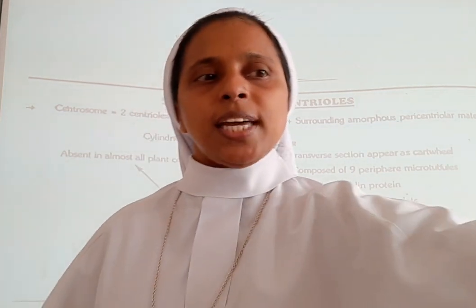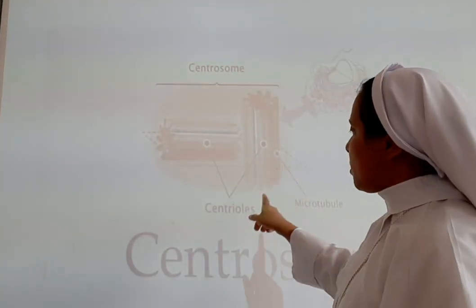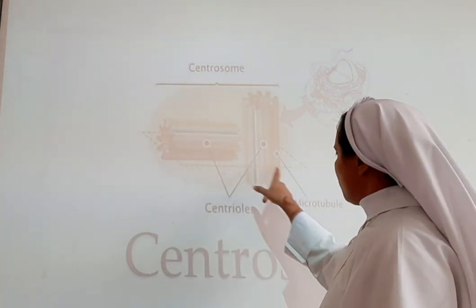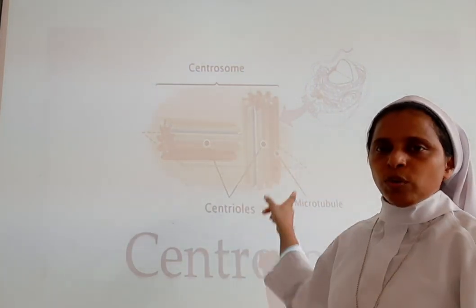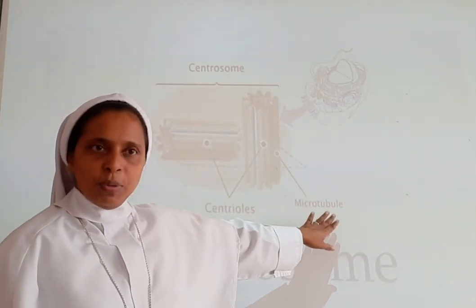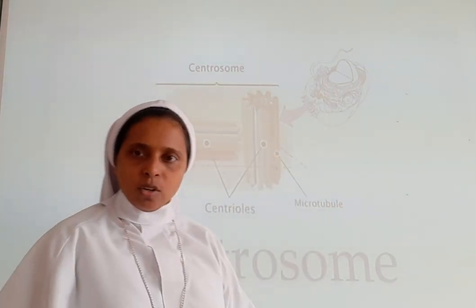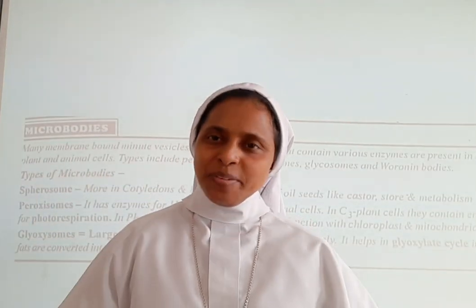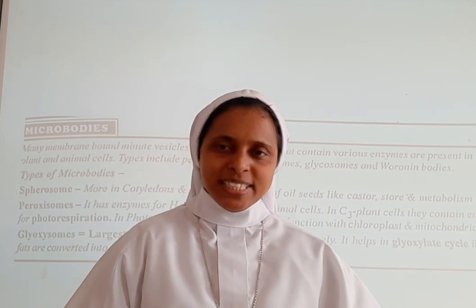So moving towards the microbodies. Before that, we will see the image of the centrioles. As I have told you, the centriole is formed of microtubules. You can see here in the image, this is the microtubules. Now moving towards the microbodies, the last part of this chapter.